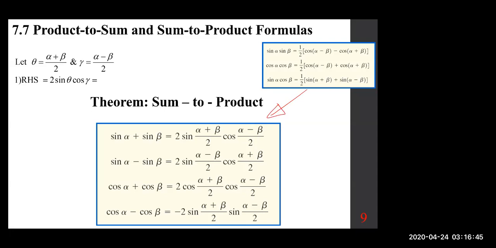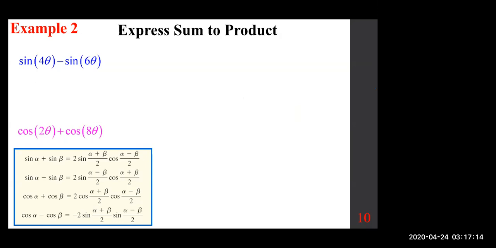So sine alpha plus sine beta, okay, is 2 sine alpha plus beta over 2 and cosine alpha minus beta over 2. I don't believe I put a question like this for you, but I just want you to see an example of that for now, class. So let me quickly show you an example of that. See how that works. Okay. So we are interested in going from sum to product. By the way, subtraction is a form of addition. So what is sine of 4 theta minus sine of 6 theta?